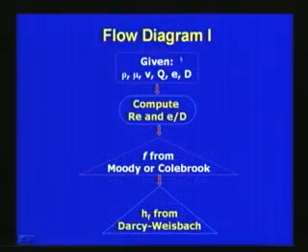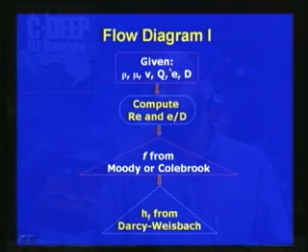Using some of these equations we can get the friction factor f, and once we get the friction factor we can directly use the Darcy-Weisbach equation to compute the head loss hf for the given problem. So this is called a type 1 problem. This is typically represented in a flow chart here. In flow diagram 1, given rho, mu, V, Q, E and D, where rho is the density, mu is the dynamic coefficient of viscosity, V is the velocity, Q is the discharge, E is the roughness height, and D is the diameter.